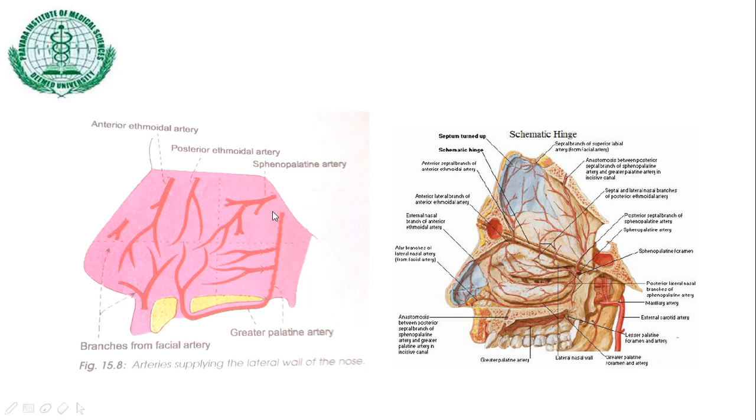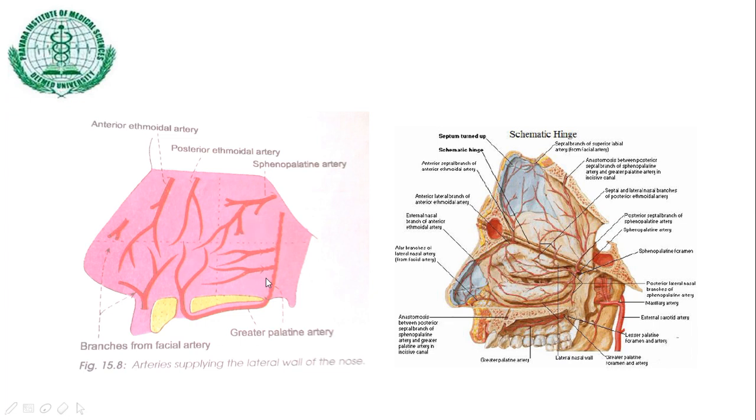Blood supply to the lateral wall. The anterior superior part receives the anterior ethmoidal artery, a branch of the ophthalmic. The posterior superior part is supplied by branches of the sphenopalatine artery. The anteroinferior part receives branches from the facial artery, while the posteroinferior part receives branches from the greater palatine artery.